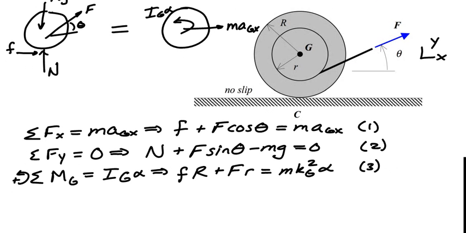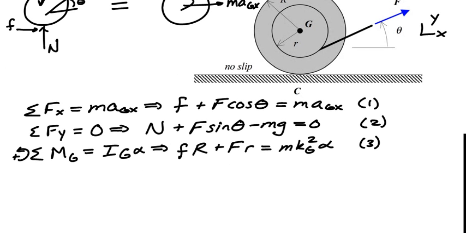Now if we stare at these equations 1, 2, and 3, we realize we still have a few too many unknowns, namely I don't know f, I don't know a_gx, I don't know the normal force N, and I don't know alpha. How we're going to get those is by utilizing some kinematics information.